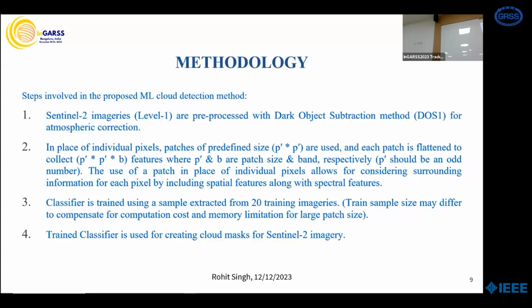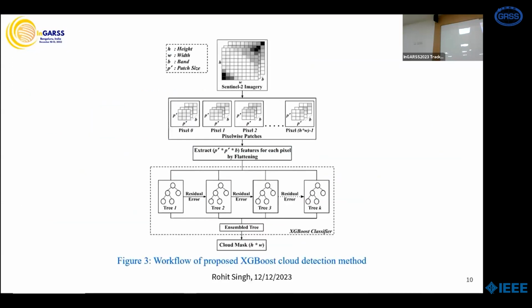There is a huge computation cost and memory limitation with a large dataset, so we adjusted the training sample size with the increase of the patch size, and we trained the classifier to create the cloud mask for Sentinel-2 imagery. We take the Sentinel-2 imagery and create the classifier; the model trained first is used to train the next one, and so on.